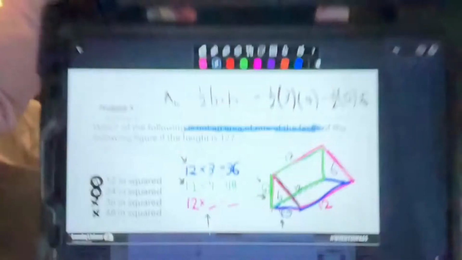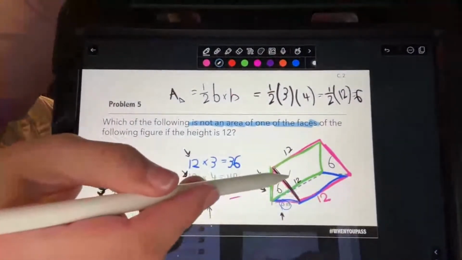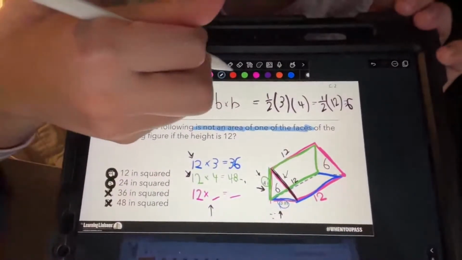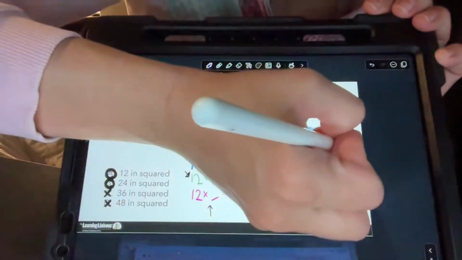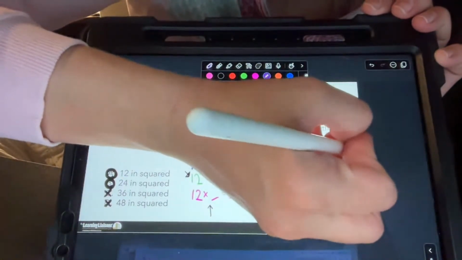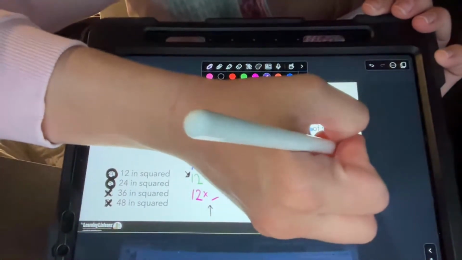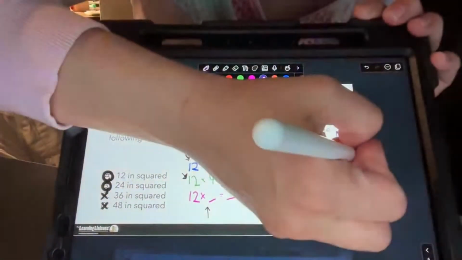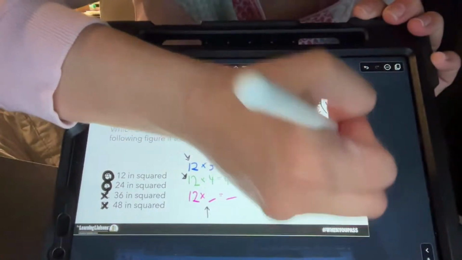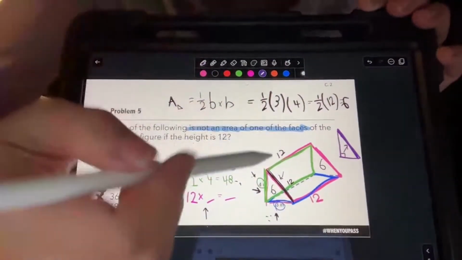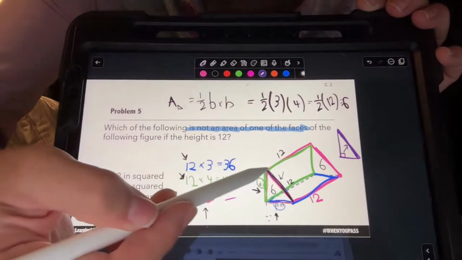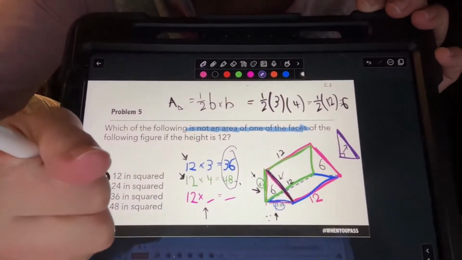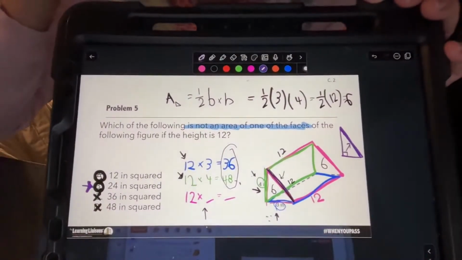So please know that. How do I know that this side is longer than 3 and 4? Because I know in a right triangle that the hypotenuse, which is the side across from that 90-degree angle, is always the longest side. And so if that's the longest side, then 12 times something is going to have to be greater than 36 and 48, not less than. So 12 and 24 are going to be correct.